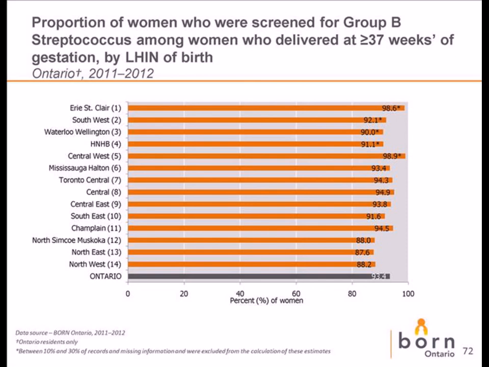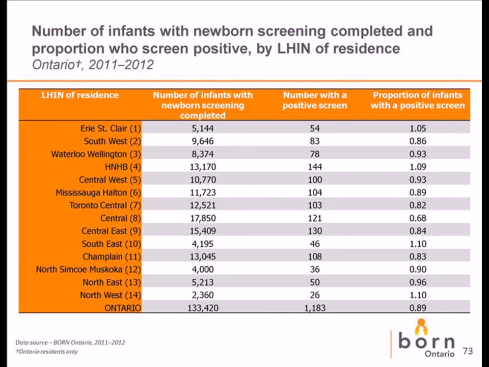And this is the proportion of women who were screened for GBS streptococcus among women who delivered a term, which is the clinical practice guideline. We're doing well in the province with this. We've just changed the data elements in the new system so that we can capture the women who actually declined screening, so we have a better idea about that as well. So doing well in that.